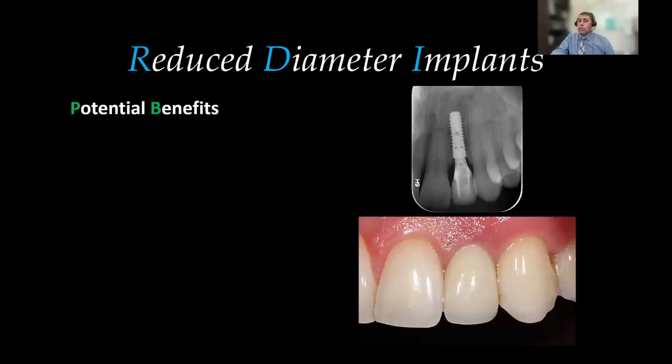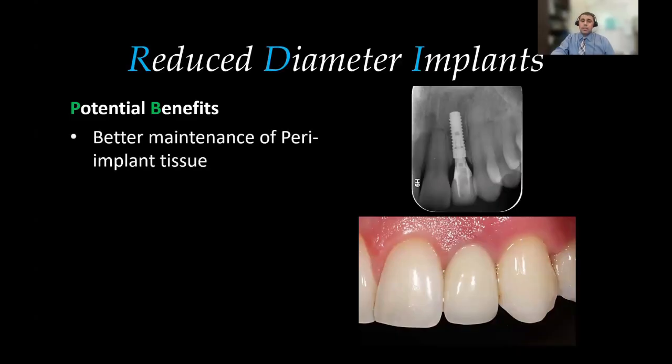Some of the potential benefits of these reduced implants: it results in better maintenance of peri-implant tissue because it's going to provide more space for the biology to work around dental implants. It gives you a better chance of maintaining bone and maintaining things like interproximal papilla, like what you see here, to achieve a very good aesthetic outcome.